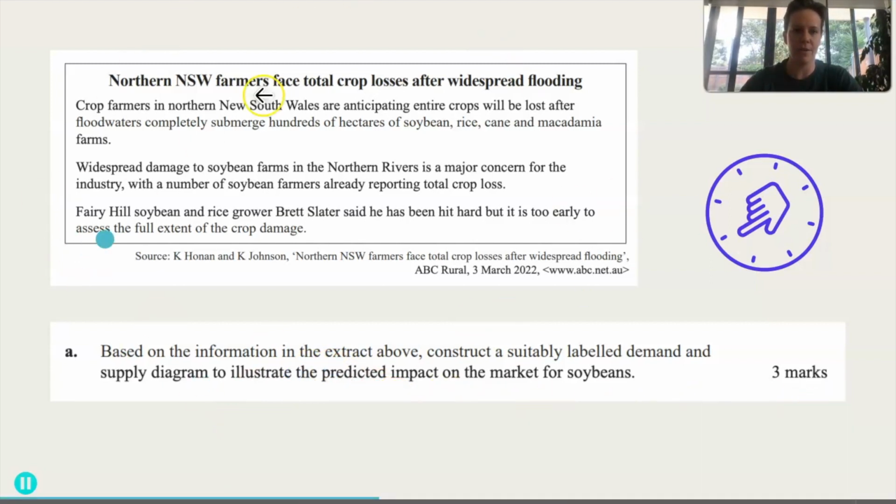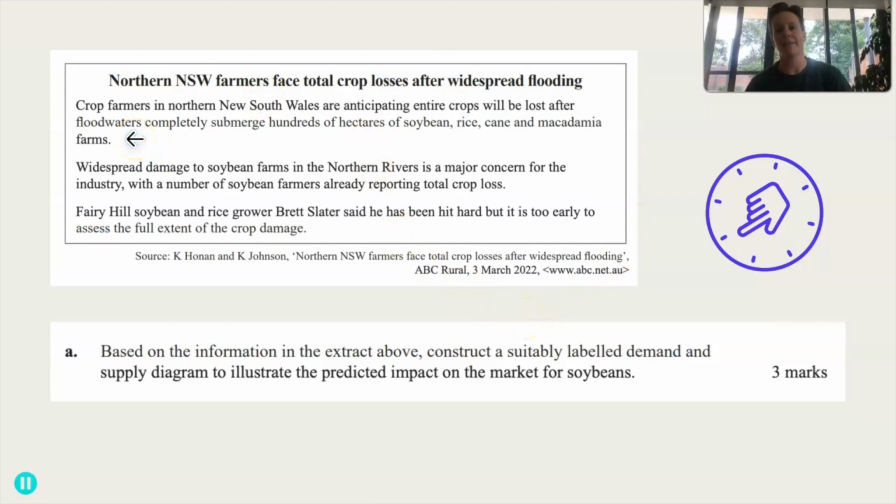So have a read of this in your own time, but basically what's going on is we've got floodwaters, so we've got negative climatic conditions. So the first thing you need to do is go, right, negative climatic conditions in the market for soybeans. I'm dealing with climatic conditions. I'm dealing with a supply side factor. I haven't drawn anything yet, but I know that eventually I need to get myself to a position where I'm able to tell the story about a decrease in supply.